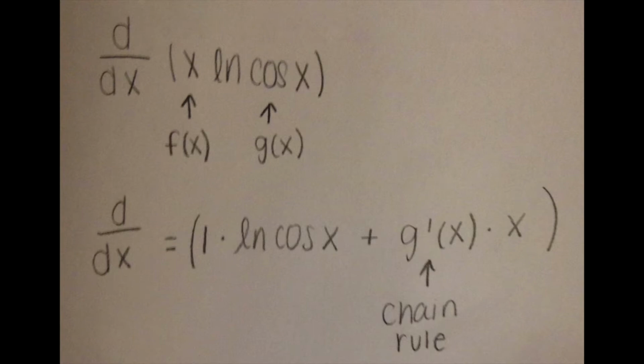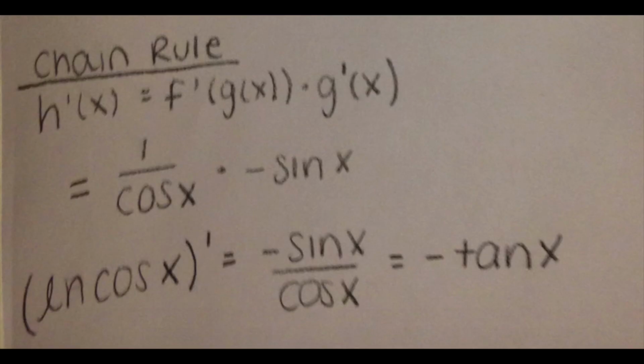The derivative of the natural log is 1 over x, so you have to take the derivative of 1 over cosine x, but now you have to use chain rule. The chain rule is h prime of x equals f prime of g of x times g prime of x. So you must multiply 1 over cosine x by the derivative of cosine x, which is negative sine x. In the end, you get negative tan x.